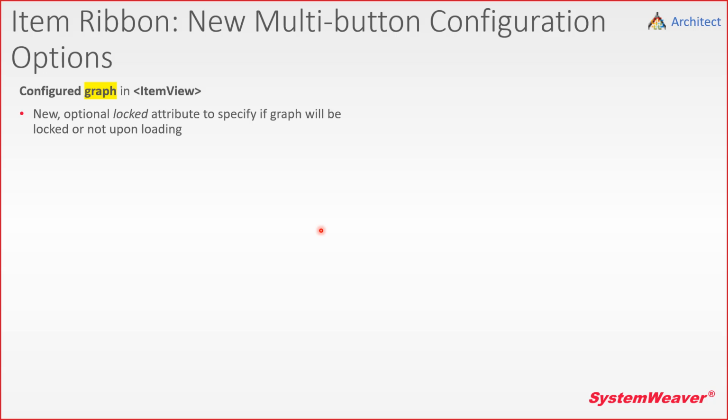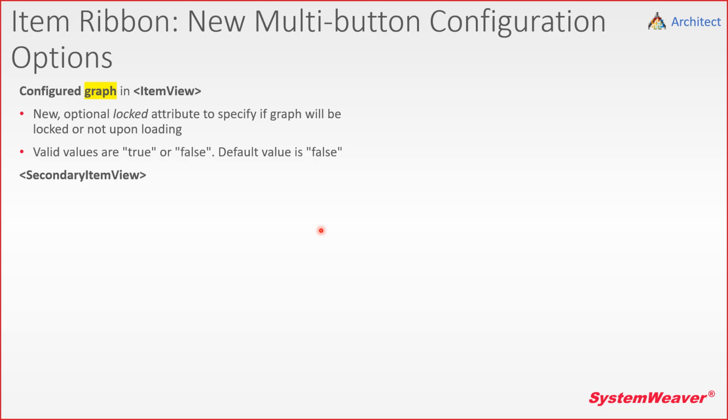Item ribbon configuration. We have new multi-button options. In the item view, if you use configured graph, there's a new optional locked attribute to specify if the graph will be locked or not upon loading. And valid values are true or false.